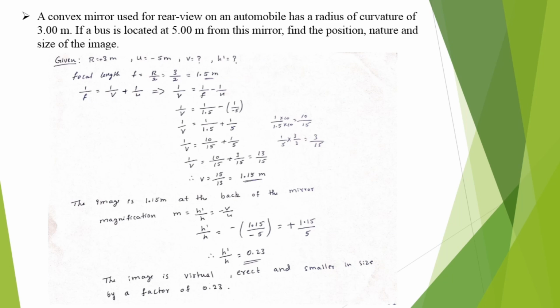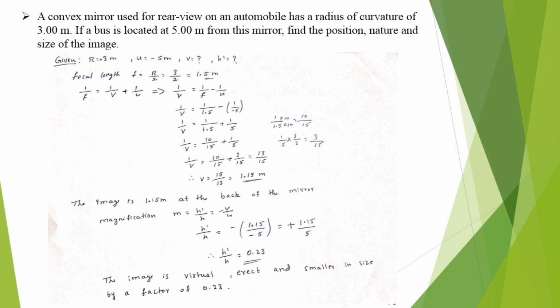So by substituting, here we have the decimal point, right? So it is very difficult to take the LCM. So just make it a whole number. So multiply both numerator and denominator with 10. So we will get 1 by v is equal to 10 by 15 plus 1 by 5. By taking the LCM as 15, we will get 10 plus 3, that is 13 by 15. 1 by v is 13 by 15. Then what about v? Take the reciprocal, that is 15 by 13. The answer will be 1.15 meter. The image is 1.15 meter at the back of the mirror.